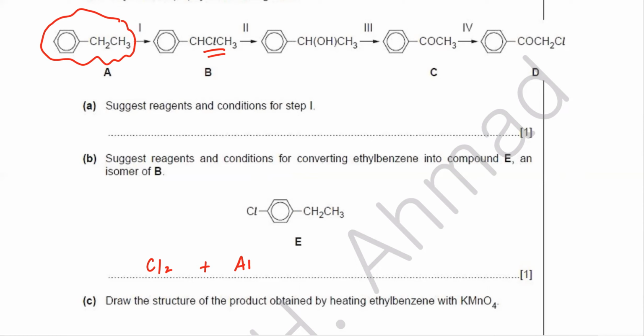Sir, in the exam, which one do we write? Like, we're supposed to write any one, right? So can we write AlCl3? Any one of them, AlCl3 or FeCl3. The reason I'm using both of them is because sometimes in the question it would be written FeCl3, sometimes it would be written AlCl3. In the marking scheme, both are acceptable.